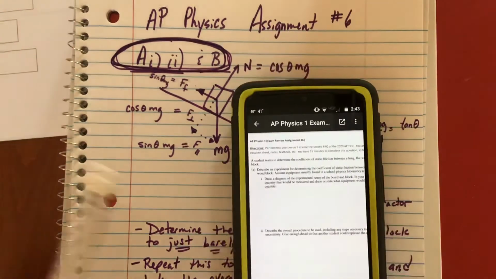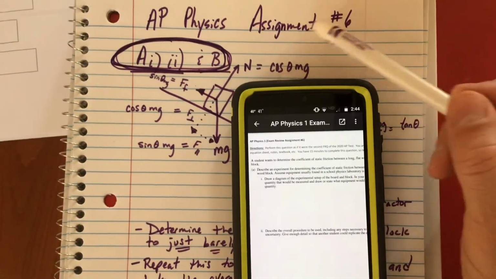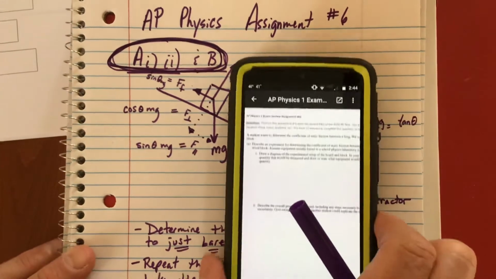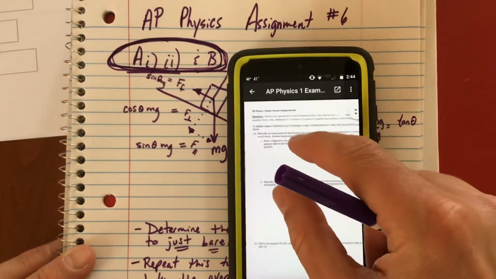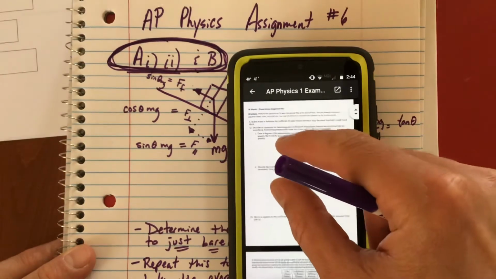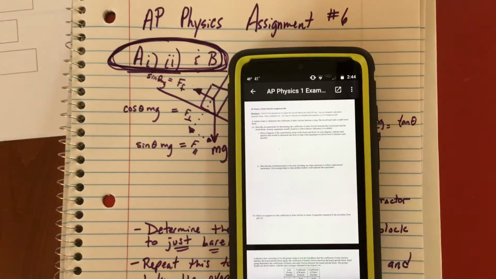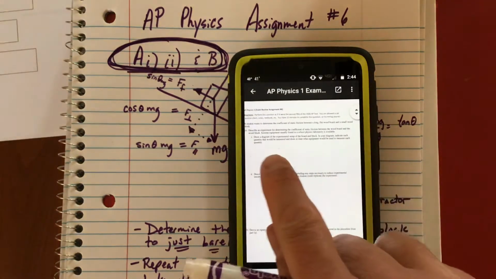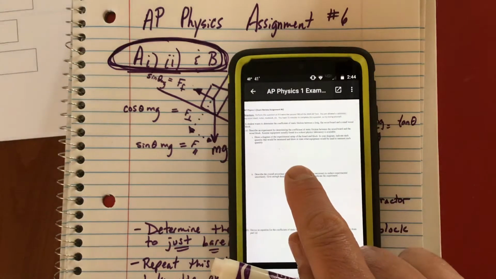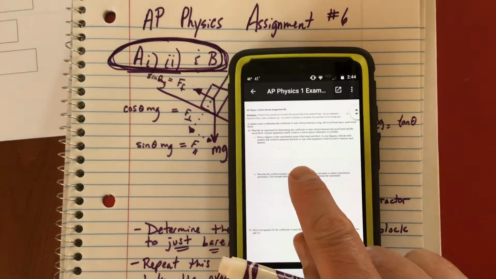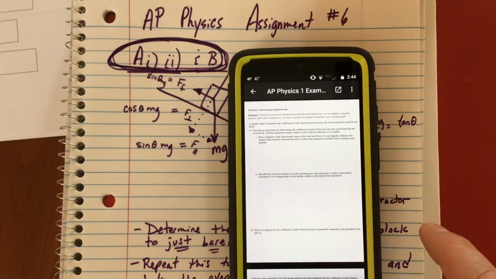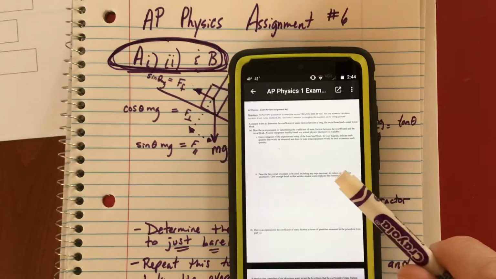Okay, AP Physics, assignment number 6, reviewing for this AP test coming up. This question is intended to be a longer FRQ, about 25 minutes long, and it looks like the goal is to describe an experiment that would determine the coefficient of static friction between a wood board and a wood block. They want a diagram of your setup.